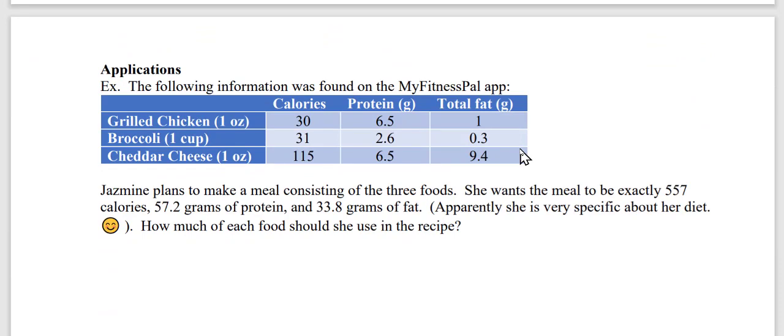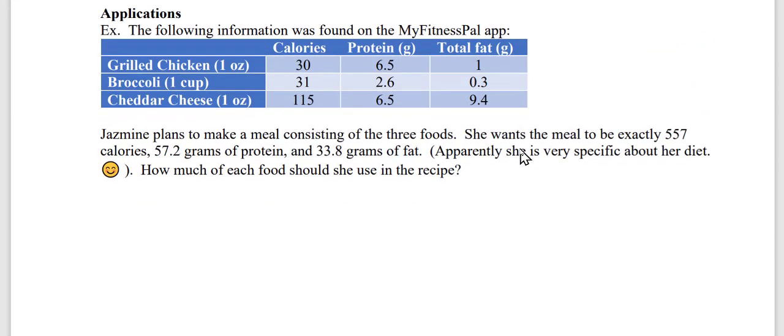Let's look at this application. You know what? We're at 20 minutes in this video. I'm going to stop. We'll do the application in a separate video. Give your brain a little break here too.